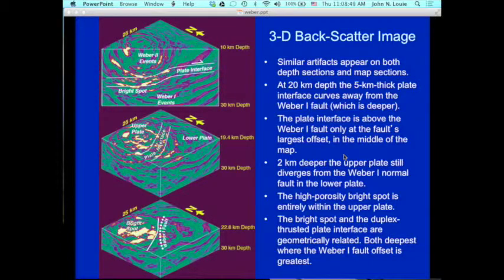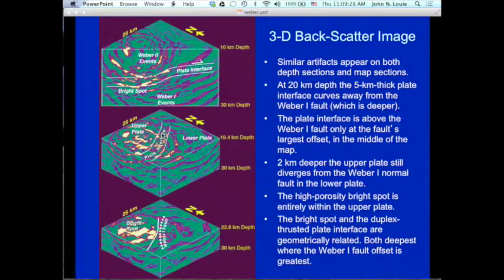Okay, I did a 3D P2P backscatter image, and this slice of the 3D image volume is along the section that we had, and you can see the bright spot. You can see the offset in the plate interface. The Weber 1 events are down there. The Weber 2 events are up here. But also, I can take a constant depth section, so you can kind of see where this arcuate plate interface is going through.